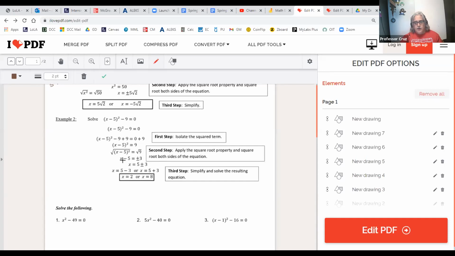So then we're going to have one more step. We're going to add 5 here to get rid of it, and on this side we put it, so it's gone from the left, added to the right, and it's 5 plus or minus 3, which gives us 5 minus 3 here, 2. And then the other one is 5 plus 3, which is 8.